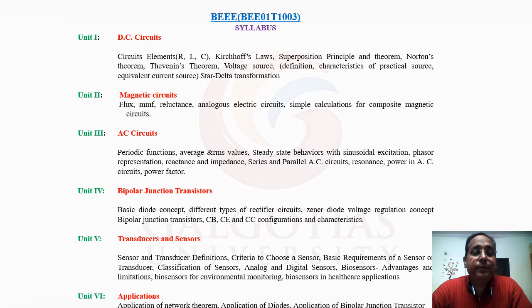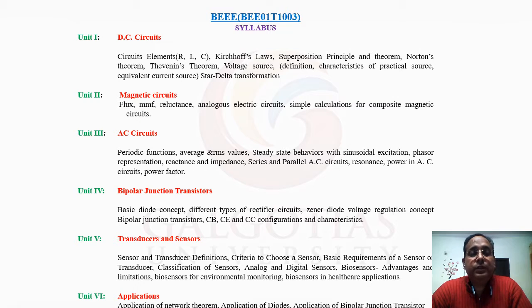circuits, and so on. And the fourth unit is especially designed for electronics, that is the bipolar junction transistor. In short, we can say it is a BJT. In that we have to take care about some basic concepts of the diode, rectifier circuits, and then the basic idea about the transistor, its configurations and characteristics.